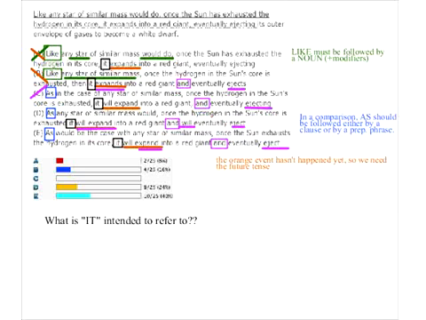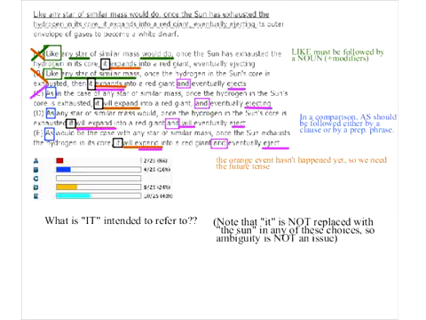Because remember, ambiguity is not a problem here, because it is not replaced with anything. I mean, it is in all five. So there's no replacement here. Therefore ambiguity is not an issue. Note that it is not replaced with the sun in any of these choices. So if there is ambiguity, it is not an issue. Yeah, it is intended to refer to the sun. So it equals the sun.